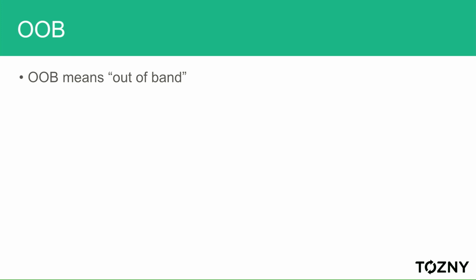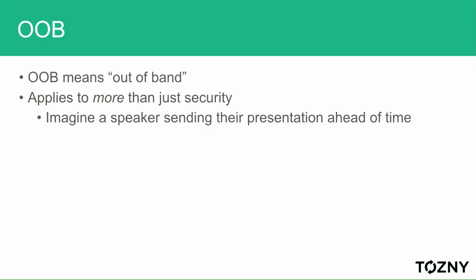OOB is just another fancy way of saying there are multiple means of communication. To give you an idea of what OOB means, it's more than just security. It's not just two-factor authentication. Think about anybody who's coming to an event, anybody who's speaking at a conference. An out-of-band way to get your presentation ready would be to send it ahead of time, to email it to the conference organizers, to post it on Dropbox or post it on Joind.in, or Speaker Deck in advance of the event.